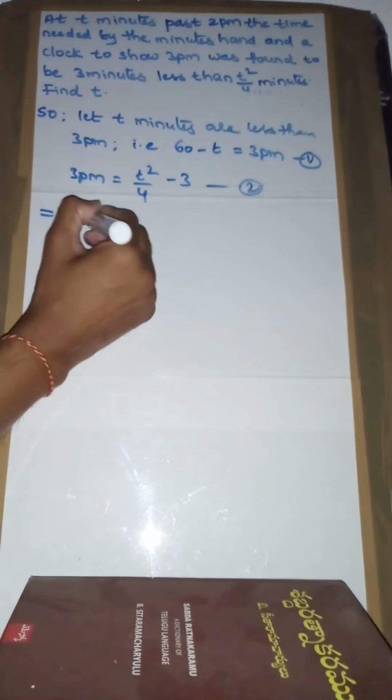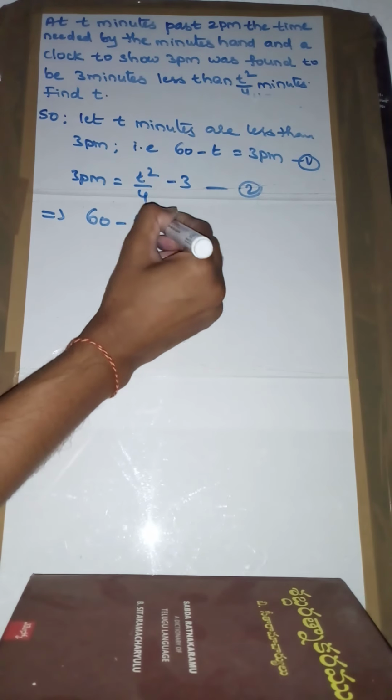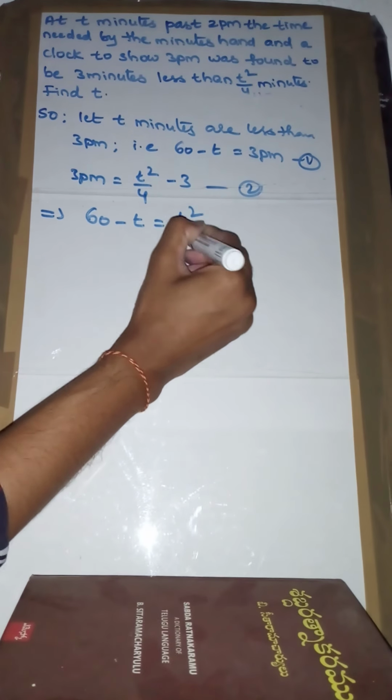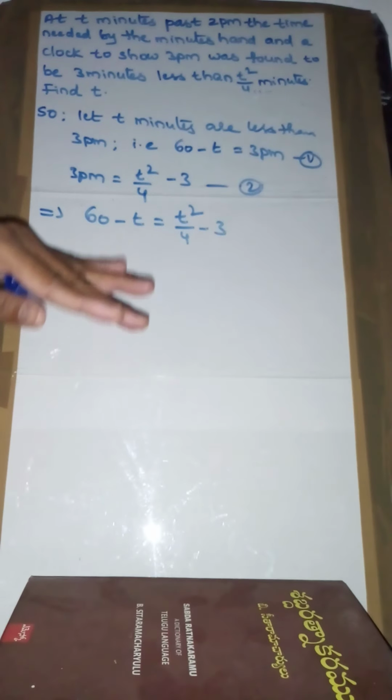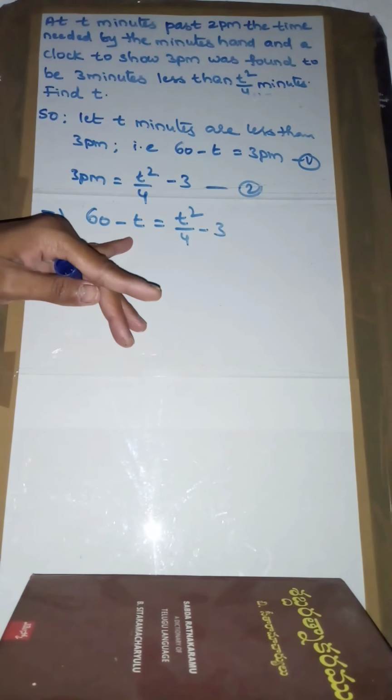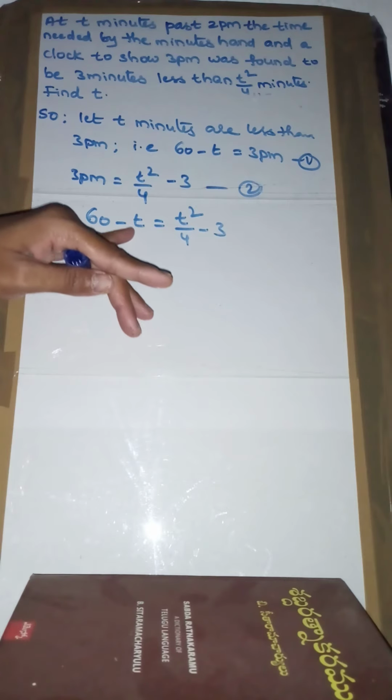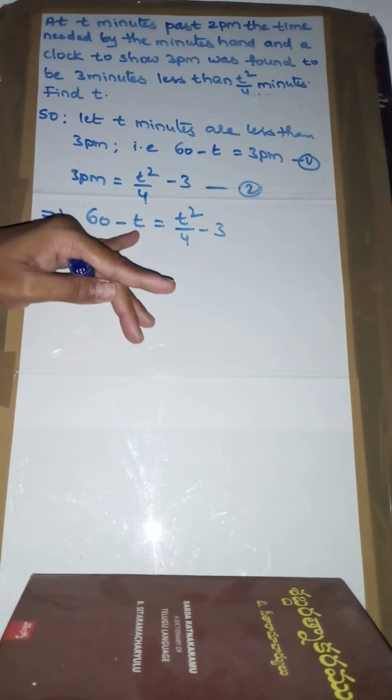Therefore, here you are having 60 minus t is equals to t square by 4 minus 3. It is also showing that 60 minus t is nothing but the time shown by the clock, which is equal to 3 p.m. Means t minutes. What are the t minutes here? Already 2 has passed away, so I need to subtract t minutes from that. For example, again I will repeat here. For example, t minutes are nothing but what makes us understand how many minutes are left to become 3.